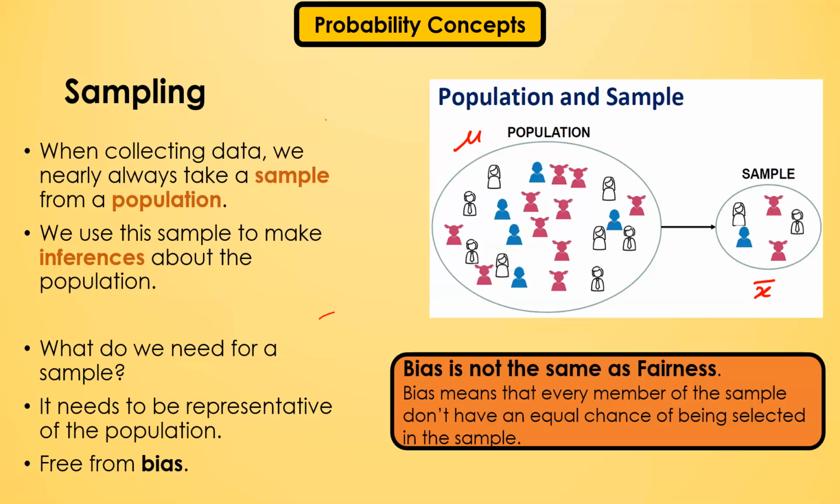So when you talk about bias, it's different from fairness. It means that our sampling method meant that there wasn't an equal chance of everyone being selected or being able to give their data towards the sample.